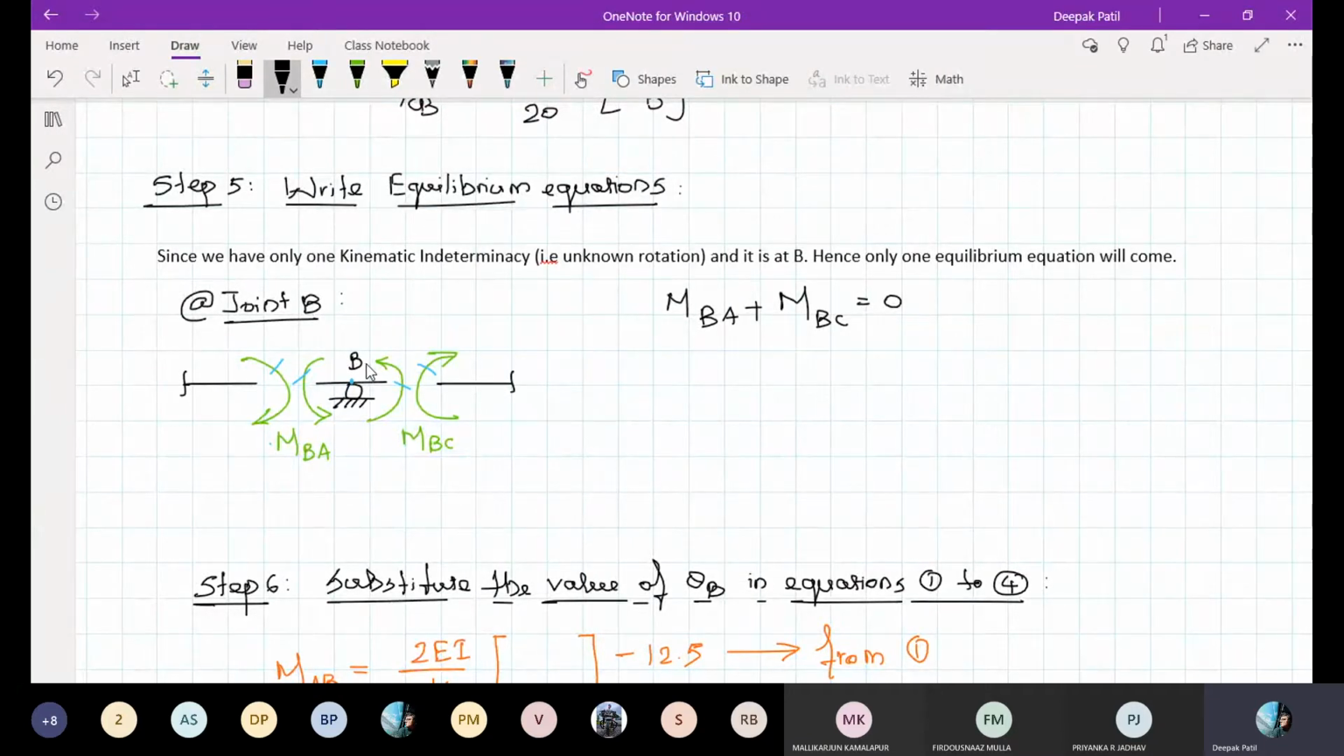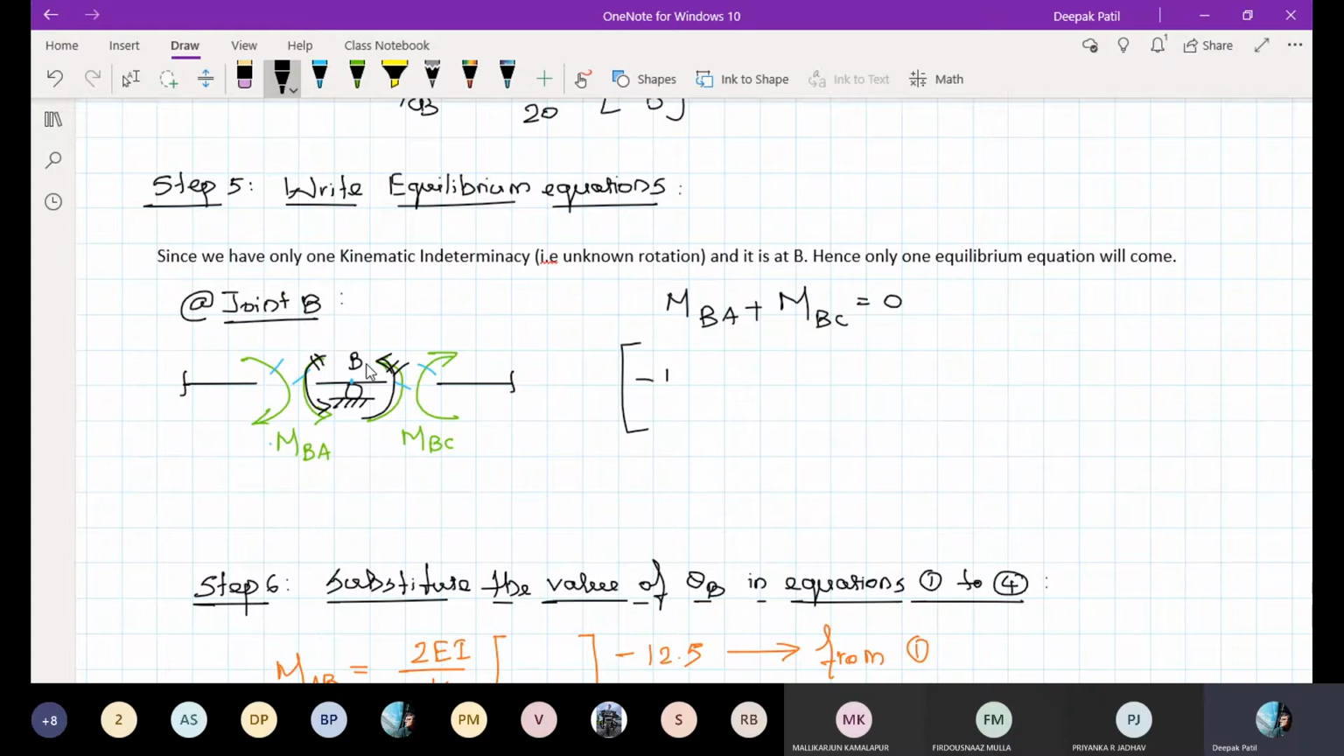Now you may ask me how I have written plus. It is very simple. I will try to explain how I wrote that. I have to consider now only this moment and this moment. What kind of nature is there for these two moments? Are they clockwise or anti-clockwise? Anti-clockwise. Yes, they are anti-clockwise, right?